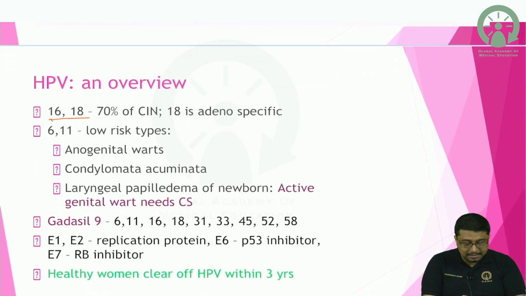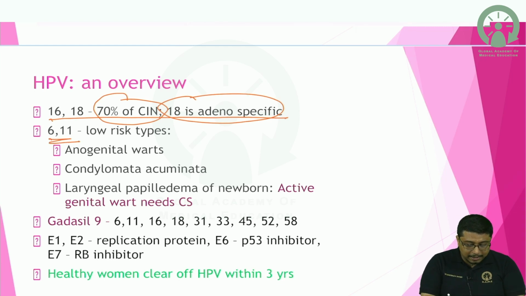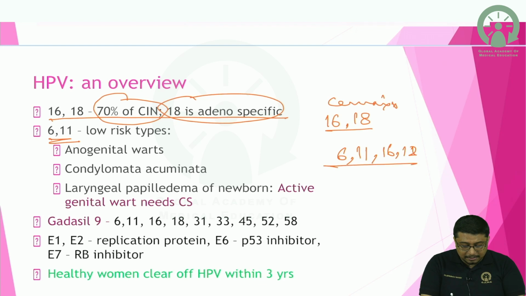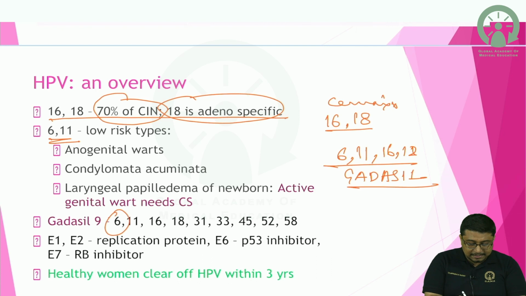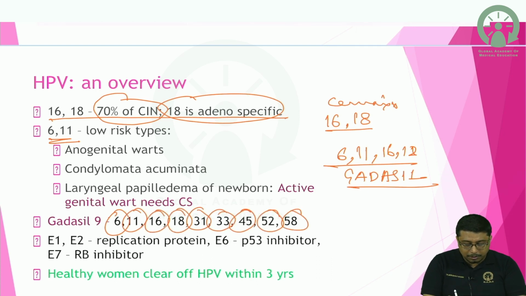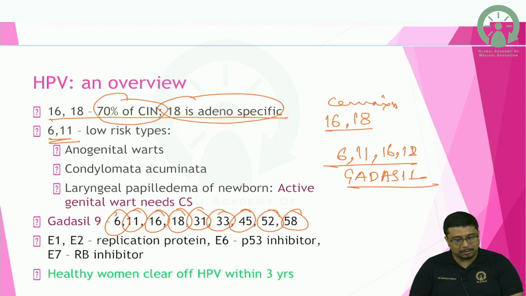Particularly 16 and 18 cause 70% of the lesions. 18 is adeno-specific. 6 and 11 cause warts. So when we had the first vaccine, we had 16 and 18, which is Cervarix. Then we had the quadrivalent, so we included 6, 11, 16 and 18, that is Gardasil. Now we have Gardasil 9, which has 6, 11, 16, 18 definitely, then 31, 33, 45, 52, 58. This is a question you should remember.